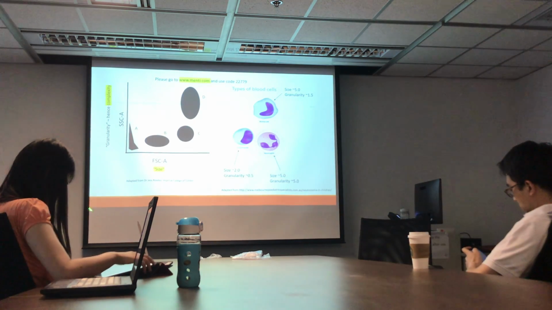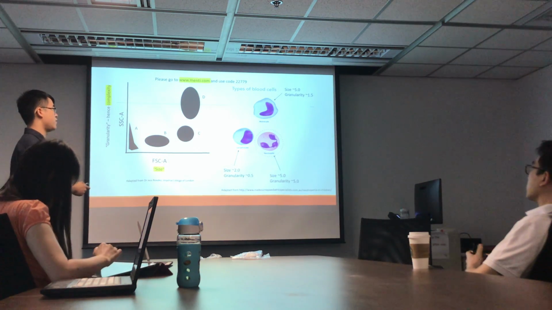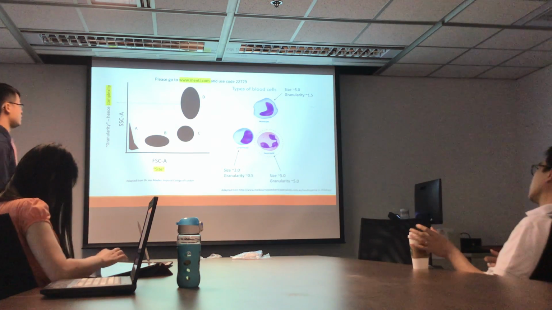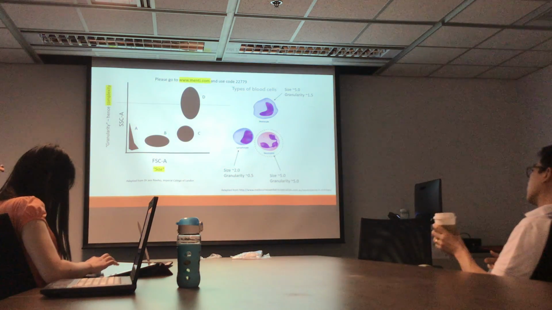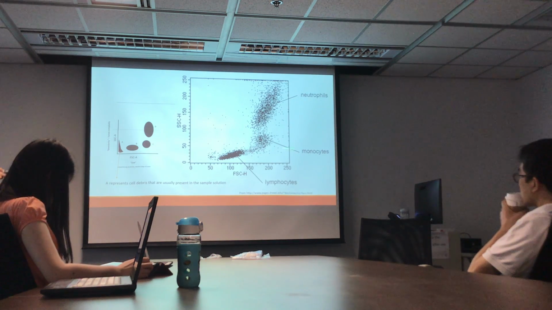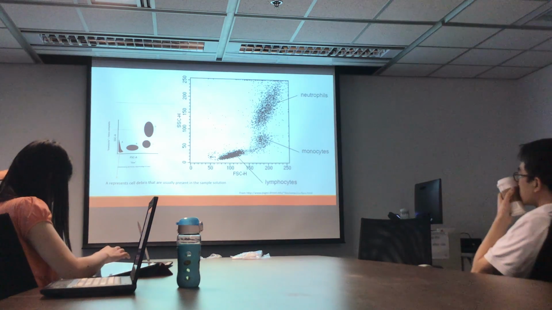If you go to the right first, that's a C, because the size is 5 and granularity is 1.5. So we have an extra value of A here, and I'm going to explain what it is, because this is the answer that I found on the internet as a reference. The lymphocyte would be here.